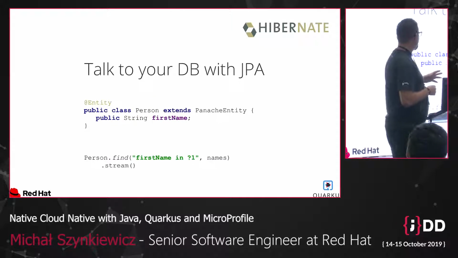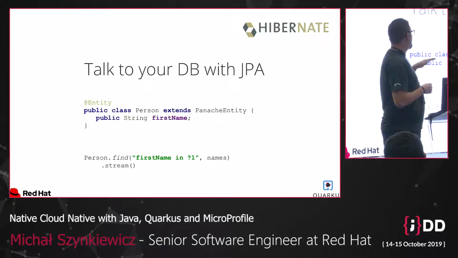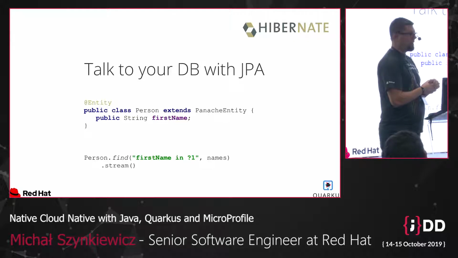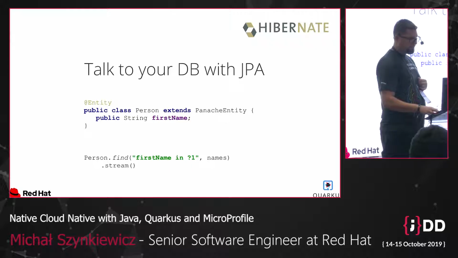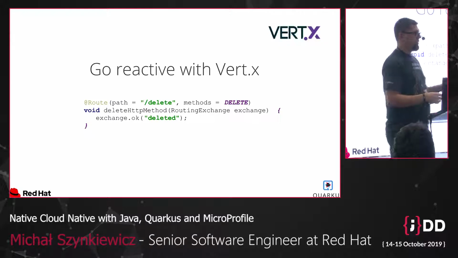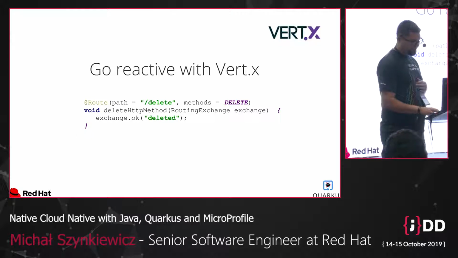You can talk to your database with JPA, but here Quarkus comes with a nice add-on called Panache that I will show you in the demo. There's also Spring Data JPA support, but I don't know what the current state of it is. I mean, how stable that is currently. And if you like programming reactively, you can do it with Vert.x. There's Vert.x underneath it all, and it's also exposed for the users.